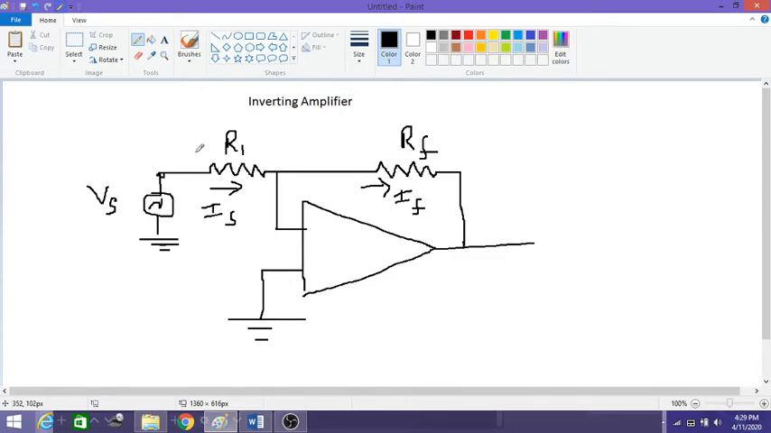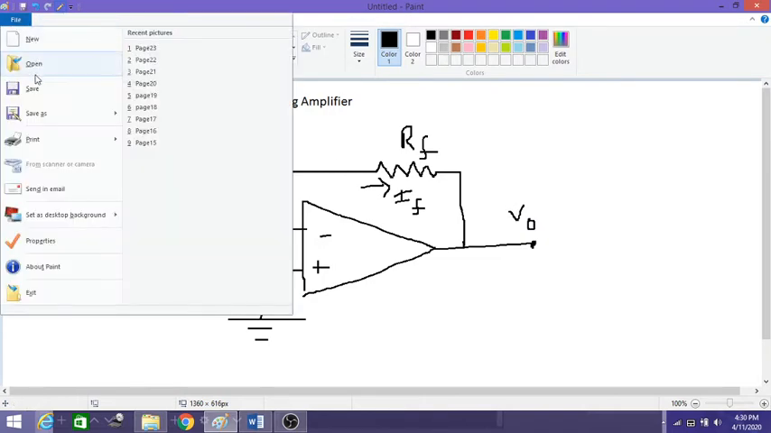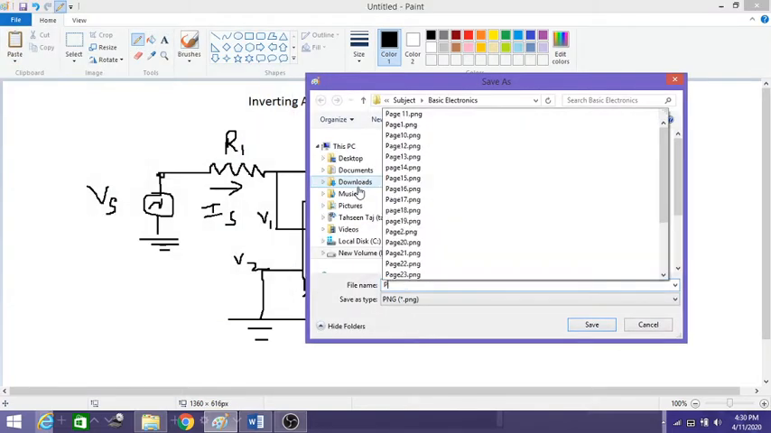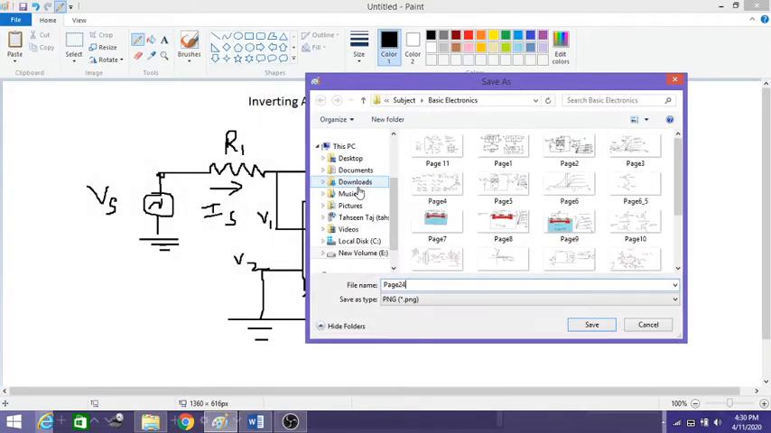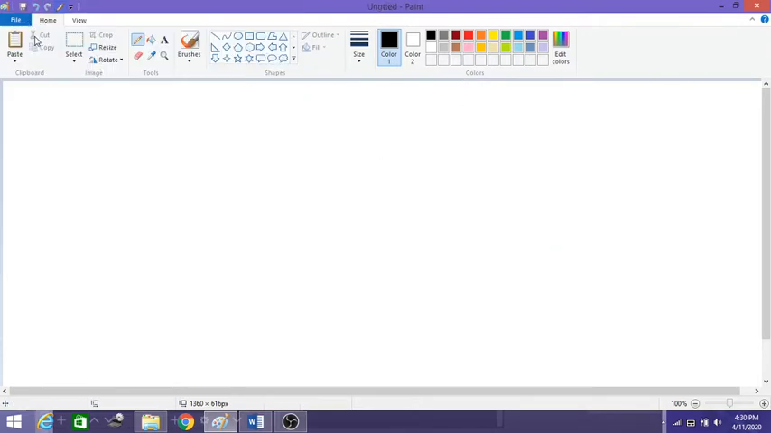Here there are two resistances. R1 is the resistance connecting the input voltage source to the V1 terminal, that is the inverting terminal, and we have one more resistance. This is called the feedback resistor, where the output voltage is fed back to the input at the inverting terminal. Before analyzing the circuit, let us understand the concept of virtual ground. Let me save this page and I'll come back to this later. Let me take a new page to discuss the concept of virtual ground.